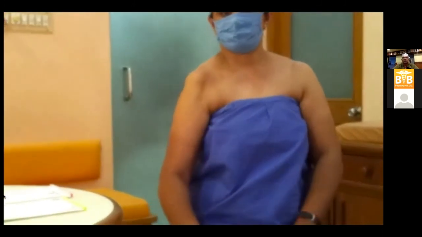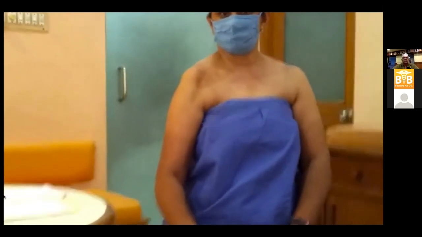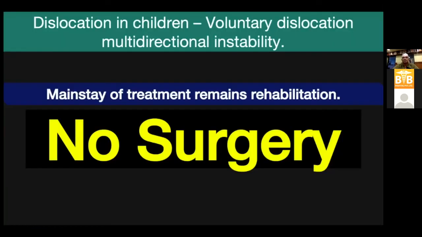So voluntary dislocation is a group where probably the mainstay of treatment still remains rehabilitation, and no surgery has to be advised. There is a very, very high, unacceptably high recurrence rate of shoulder dislocation if you operate on voluntary dislocation. Also, the voluntary dislocation is usually multidirectional.